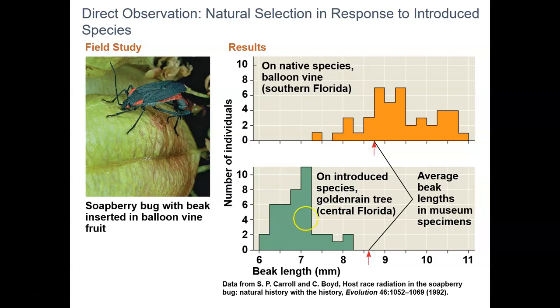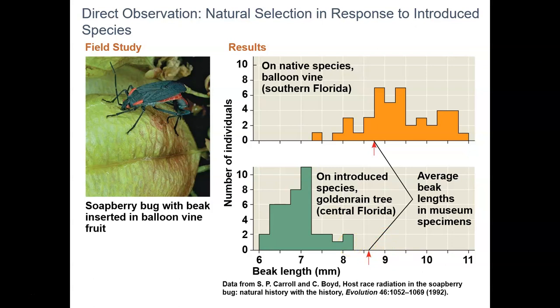So remember how natural selection works. We can anticipate that a normal population would have looked like this in terms of beak length when the introduced species of golden rain tree arrived in central Florida. But individuals who had larger beaks would not be very efficient at feeding on the fruit.